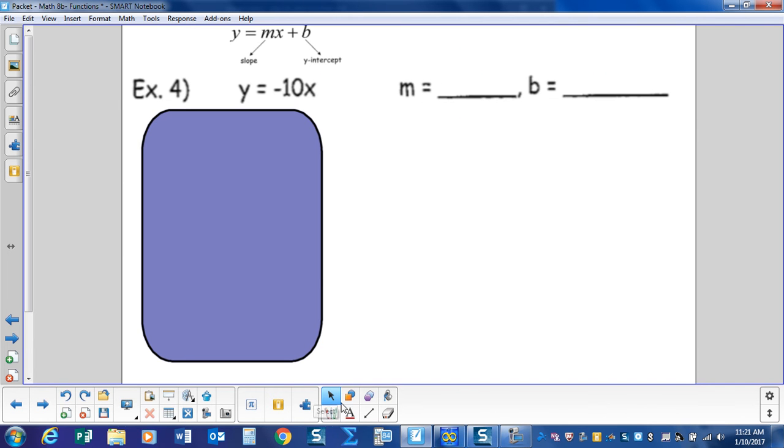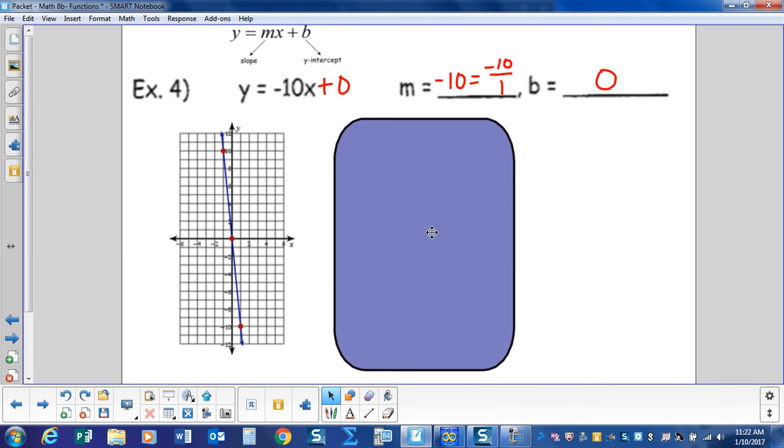Number 4, y equals -10x. Okay, so it doesn't have a b, so that's just plus 0. So our slope here is -10. And again, if we're talking about slope, we like it in fraction form, -10 over 1. And then b, we didn't have a b, so that's just a 0.